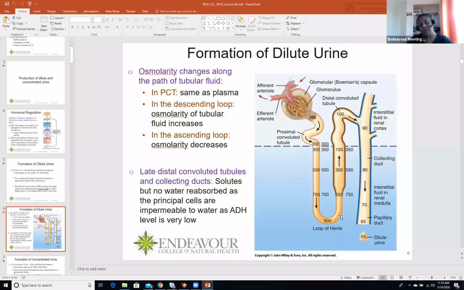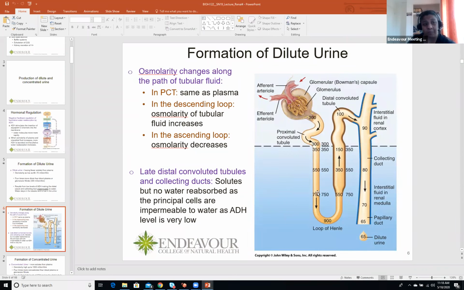So when the body is forming diluted urine, it is using cortical nephrons. When it needs to form concentrated urine, so when it needs to conserve water, it will use the medullary nephrons. As the filtrate passes from the PCT down into the tubule, you can see that the osmolarity is gradually increasing, right? So from 300 to 350 to 550 to 750 to approximately 900 milliosmoles.